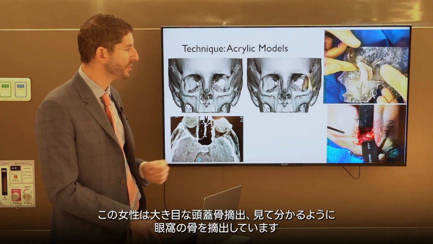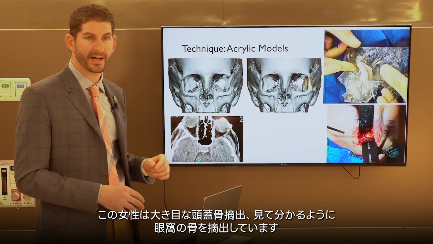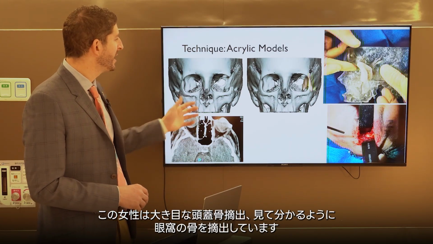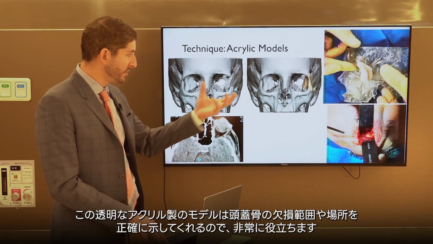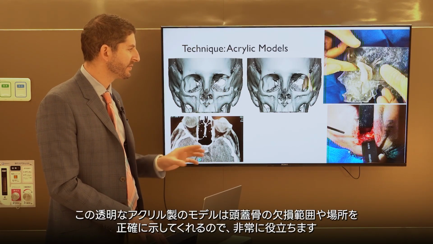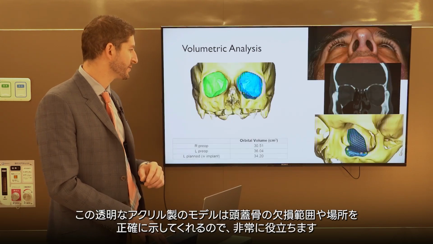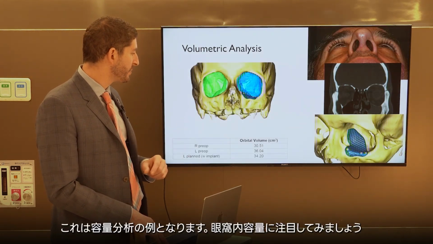And like I said before, you can do some prints. This is a woman who had a large craniotomy, and they took her sphenoid wing off. We went back years later and did a PEEK implant. You can see it going in there. And you can really be helped with these acrylic models to figure out exactly where the defect is along the skull. This is something called volumetric analysis.